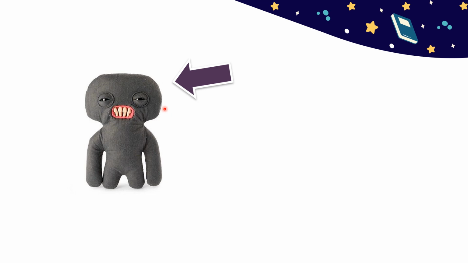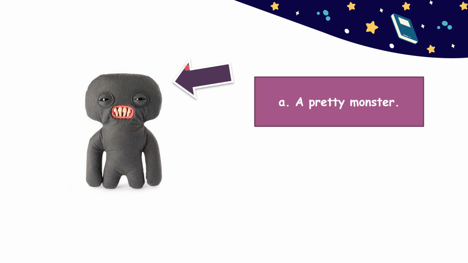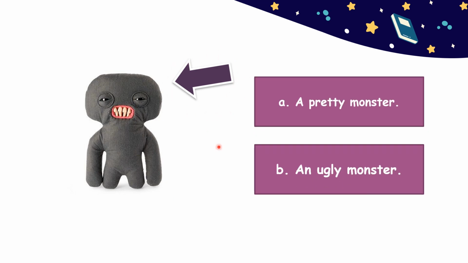Okay, question number four. Look at this monster. And look at this arrow. Okay, A, a pretty monster. B, an ugly monster. Which is the answer? Well done! The answer is B, an ugly monster. Good job!